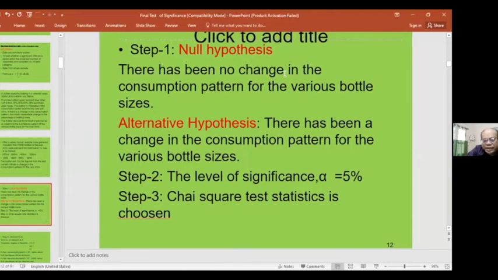Alternative hypothesis: there has been a change. The alternative hypothesis is just the opposite of the null hypothesis. The level of significance alpha is 5%. That means alpha 5% means 5 by 100. Out of 100 occasions, 5 times my process may be allowed to make an error. So here alpha 5% means the entire process allows a mistake of 5%. Of all 100, the allowable error is 5%.